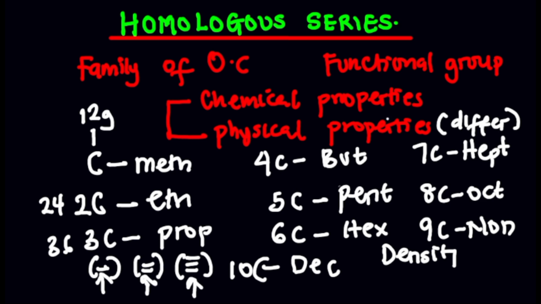So they are basically families of organic compounds that have the same chemical properties but different physical properties. Why? Because of the functional group. The functional group makes them have the same chemical properties, but because of the number of carbon atoms present in those compounds, they're going to have different physical properties, but the same chemical properties.